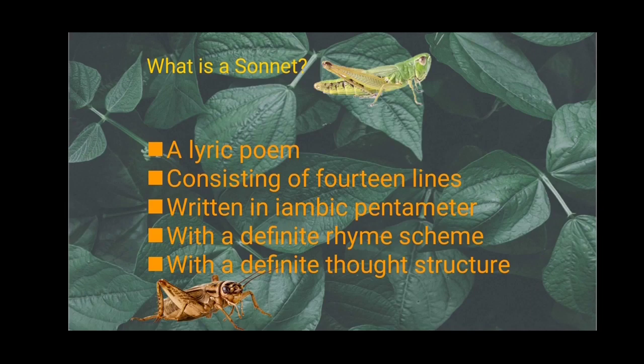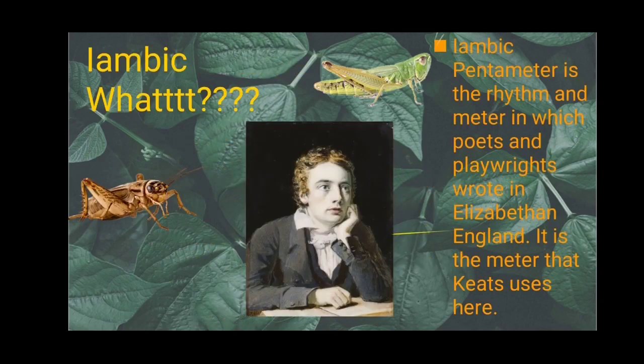What is a sonnet? A sonnet is a lyric poem consisting of 14 lines written in iambic pentameter with a definite rhyme scheme and a definite thought structure. Iambic what? Iambic pentameter is the rhythm and meter in which poets and playwrights wrote in Elizabethan England. It is the meter that Keats uses here.